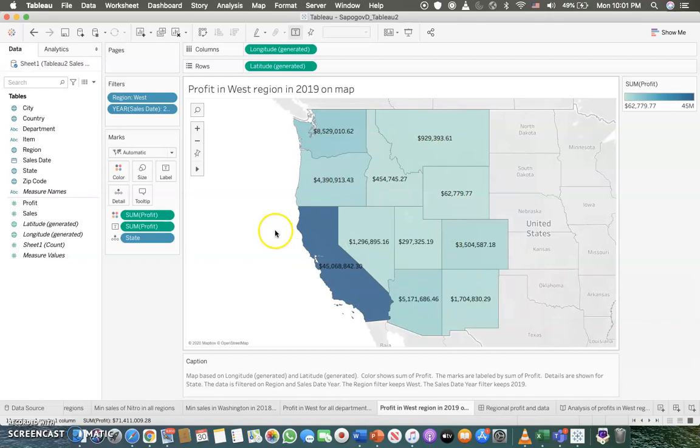So I think that the ocean water also plays an important role for departments like fishing, cabin cruisers, and jet boats. The most profitable states to run fishing, cabin cruisers, and jet boat departments in the West regions are number 1, California, number 2, Washington, and number 3, Oregon.